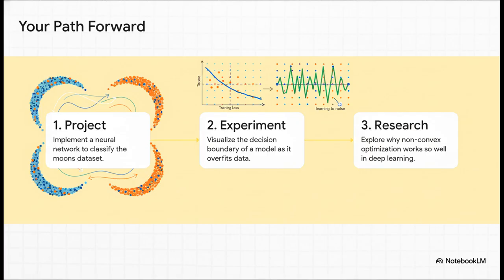And finally, here's a question that's still at the frontier of research, one that builds right on our landscape analogy. Why does gradient descent work so well in practice, even when these landscapes are insanely complex and non-convex? The answer, well, it's still being discovered.